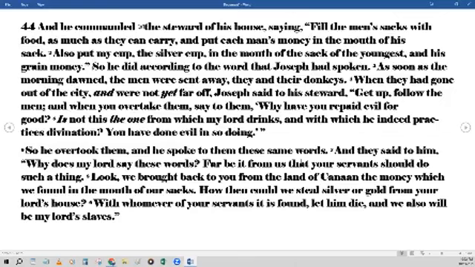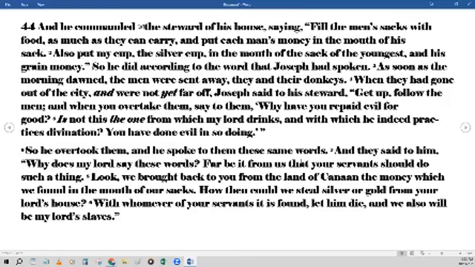When they had gone out of the city and were not yet far off, Joseph said to his steward, get up, follow the men, and when you overtake them, say to them, why have you repaid evil for good? Is not this the one from which my lord drinks, and with which he indeed practices divination? You have done evil in so doing. So he overtook them, and he spoke to them these same words.